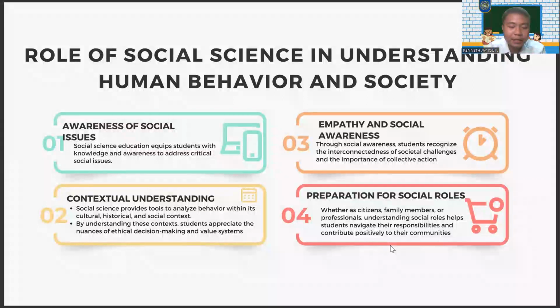Next is the contextual understanding. Human behavior is complex and influenced by various factors. Social science provides tools to analyze behavior within its cultural, historical, and social context. And last is the preparation for social roles. Socialization is a key aspect of social science, as it prepares individuals to perform specific roles within society, whether as citizens, members, or professionals. Understanding social roles helps students navigate their responsibilities and contribute positively to their communities.